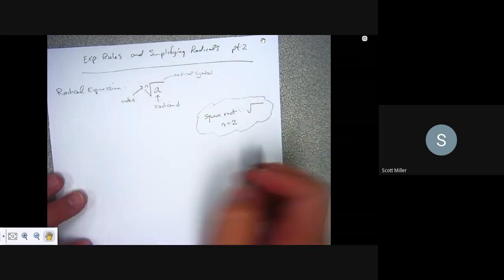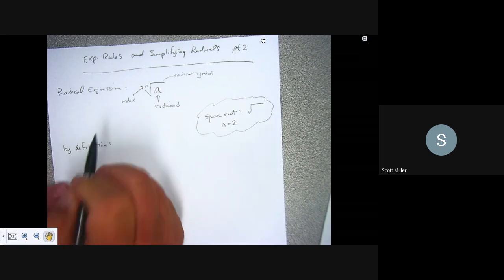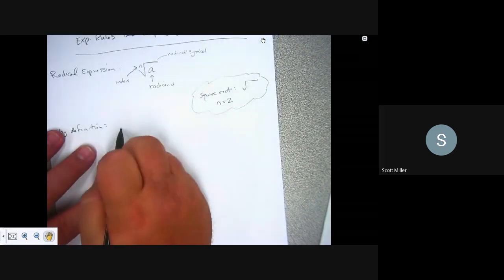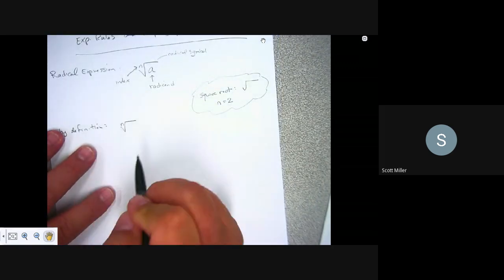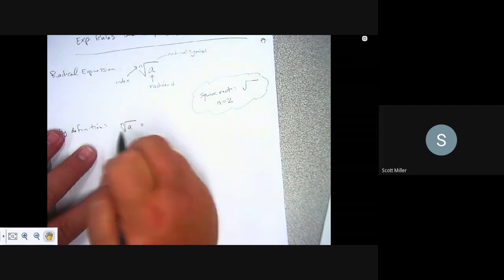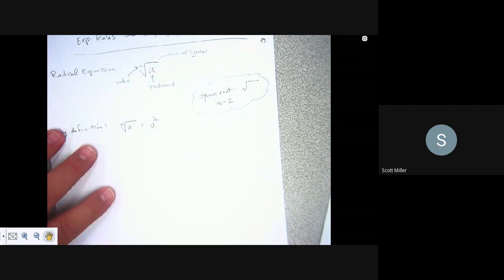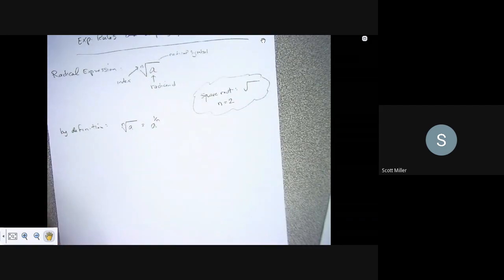Now, by definition, this is called an nth root of a number. Nth roots are just fractional exponents. So radicals are just fractional exponents. So if you have a square root, that means it's that number to the 1/2 power.